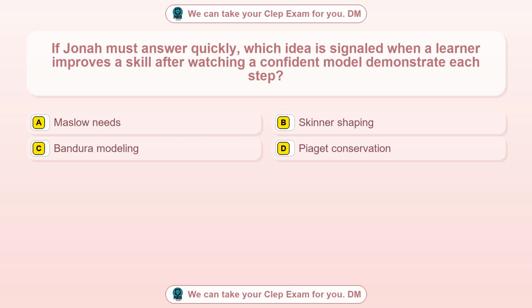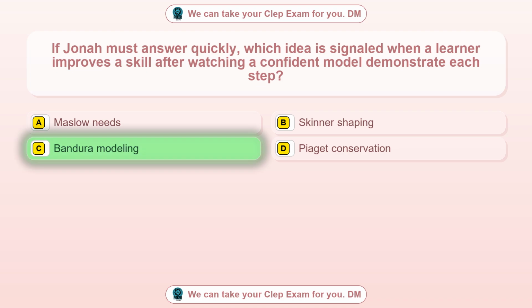Question 82. If Jonah must answer quickly, which idea is signaled when a learner improves a skill after watching a confident model demonstrate each step? Option A, Maslow needs. Option B, Skinner shaping. Option C, Bandura modeling. Option D, Piaget conservation. The correct answer is option C.